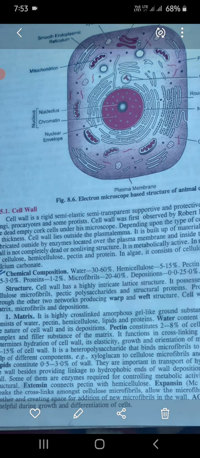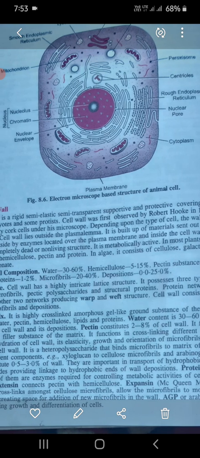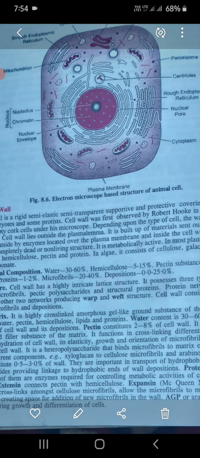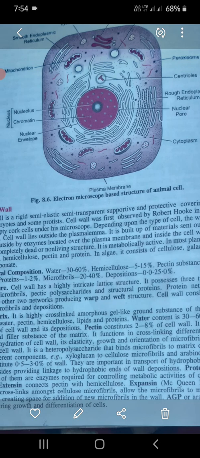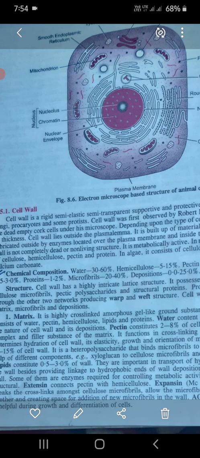ये हो गई इसकी फिजिकल अपीयरेंस। अब जो इसकी केमिकल कंपोजिशन है वो है, it contains water 30 to 60%, hemicellulose 5 to 15%, pectin substance 2 to 8%, lipids 0.5 to 3%, proteins 1 to 2%, microfibrils 20 to 40%, depositions 0.0 to 25%. This is the chemical composition of cell wall.